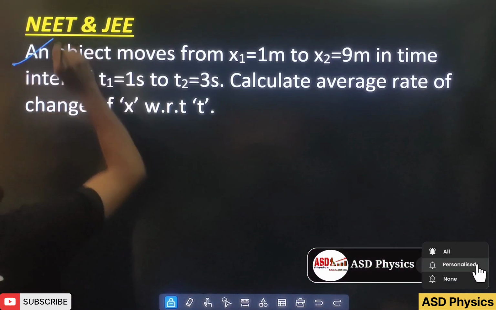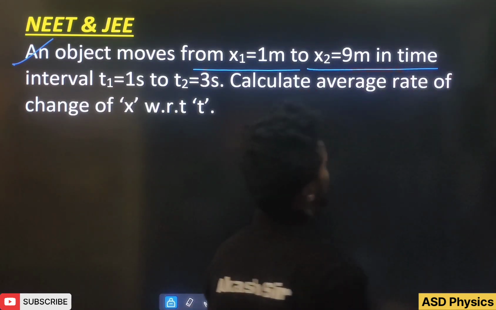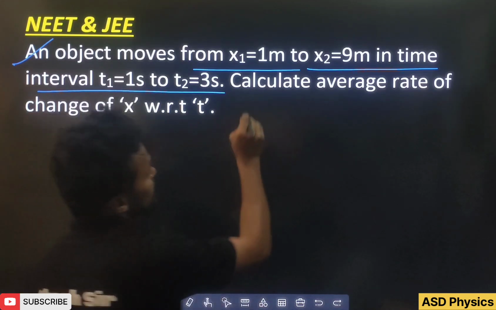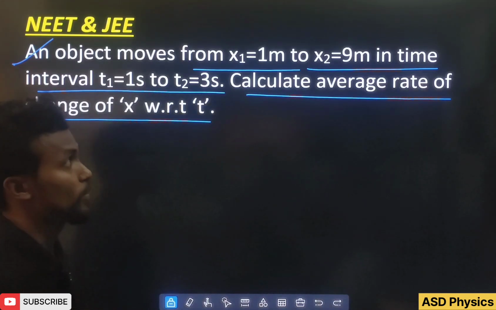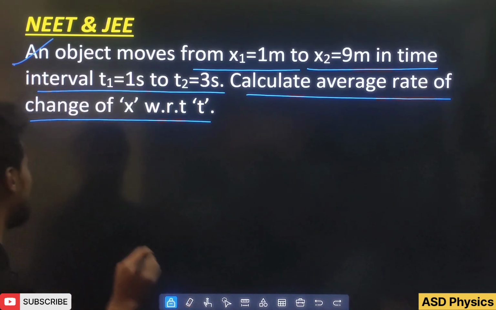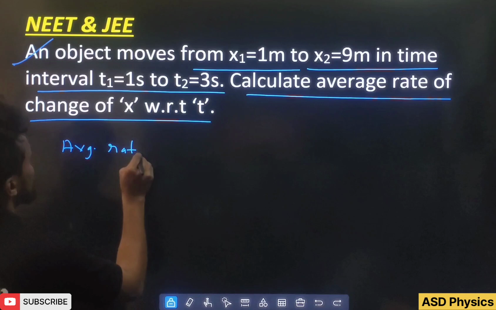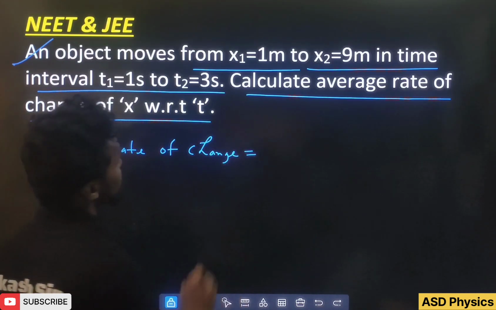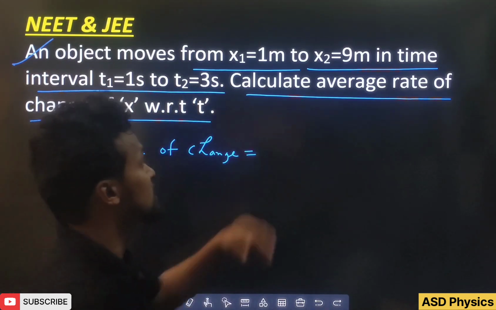See, question. An object moves from x1 equal to 1 meter to x2 equal to 9 meter in time interval 1 second to 3 seconds. Calculate the average rate of change of x with respect to time. Some time interval should always be there. Okay, so what can we write here? Very easy. Average rate of change. Here, which kind of quantity is there? We can tell time is the independent and x is the dependent.